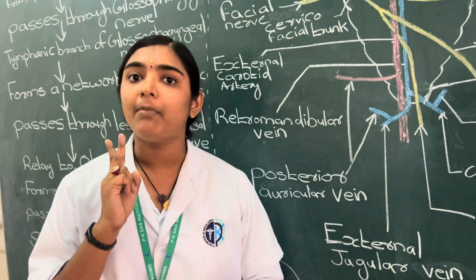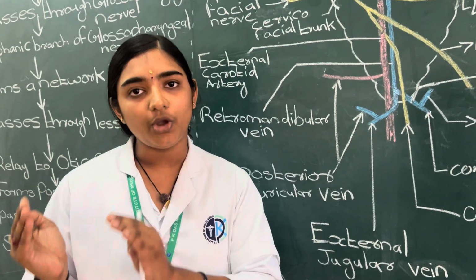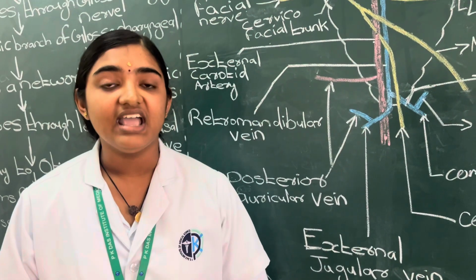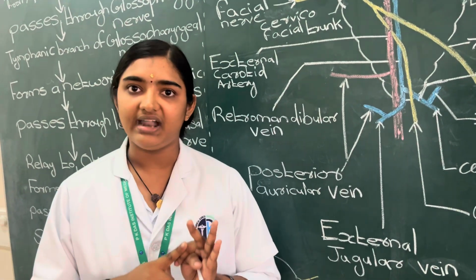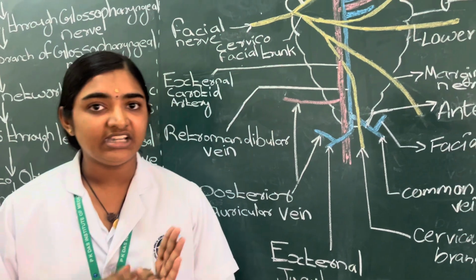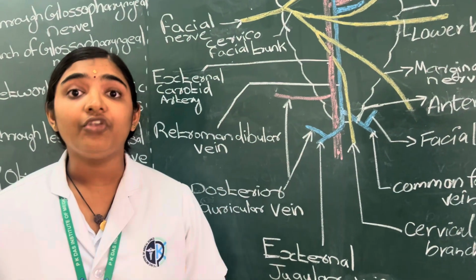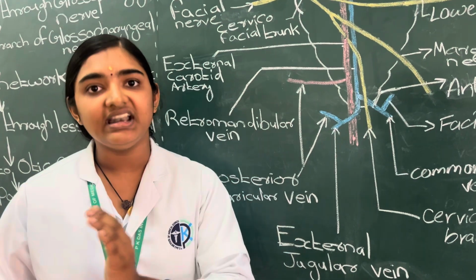There are two important structures that enter the parotid gland through the posteromedial surface. Which are they? The facial nerve and its branches and the external carotid artery. Among the three borders, the anterior border has greater importance. Why? Because so many important structures emerge out from the anterior border.